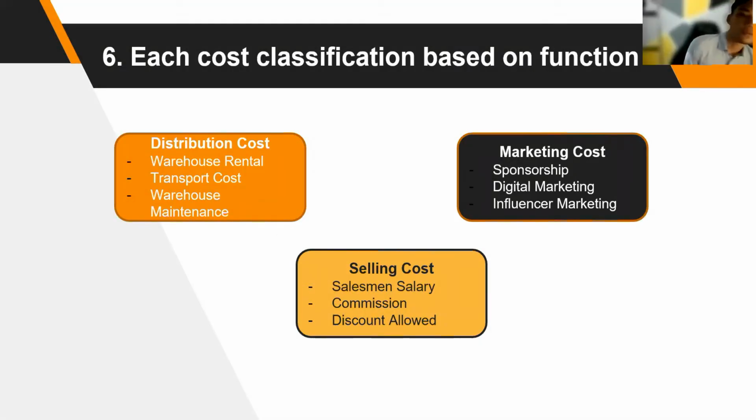Next, I will explain each cost classification based on function. First is distribution cost. The first point for distribution cost is warehouse rental. Our company needs to rent a warehouse for our business because we need a space for manufacturing our product, which is hoodies, and it makes it easier for our employees to keep the product before it is sent to the outlet. Next is transport cost.